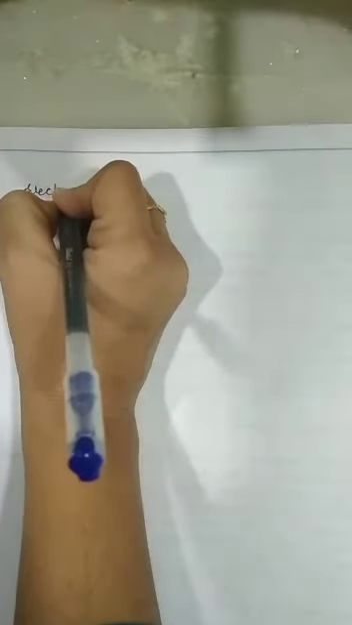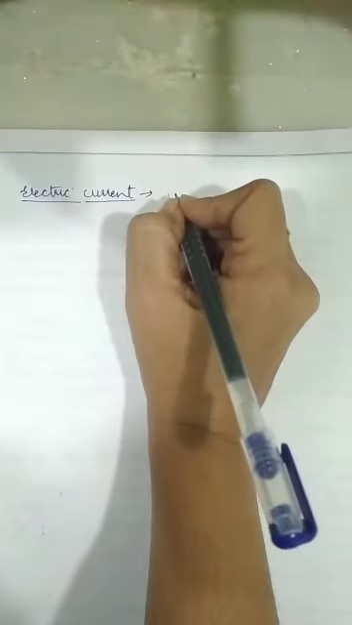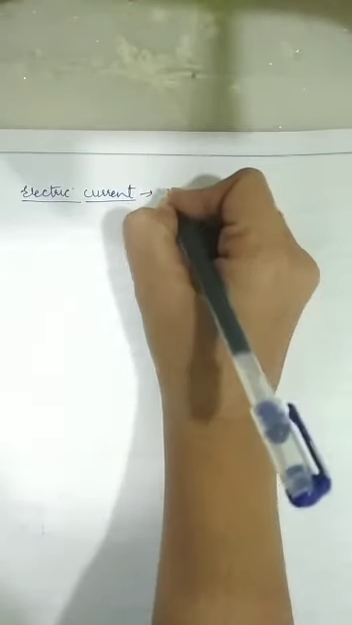Okay, the topic is electric current. In the previous class we defined electric current as the flow of charges. But how can we calculate or measure the electric current? So the mathematical definition of electric current is the rate of flow of charges.